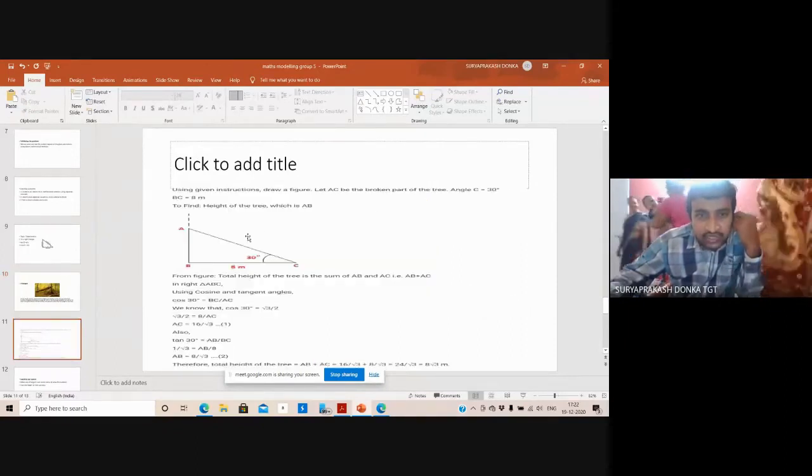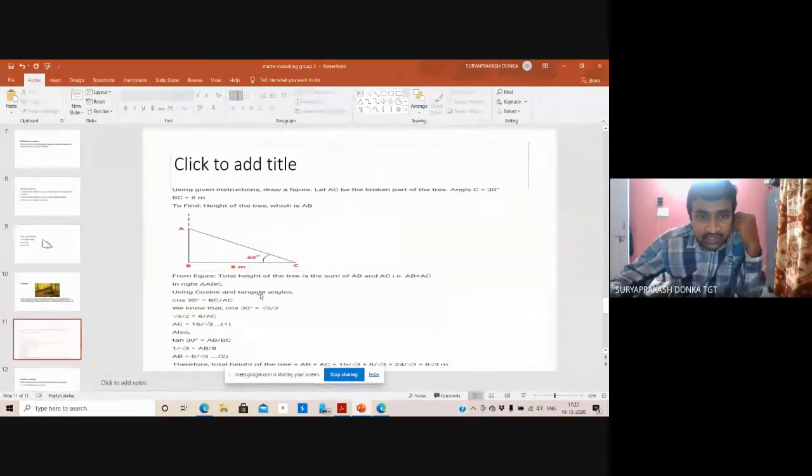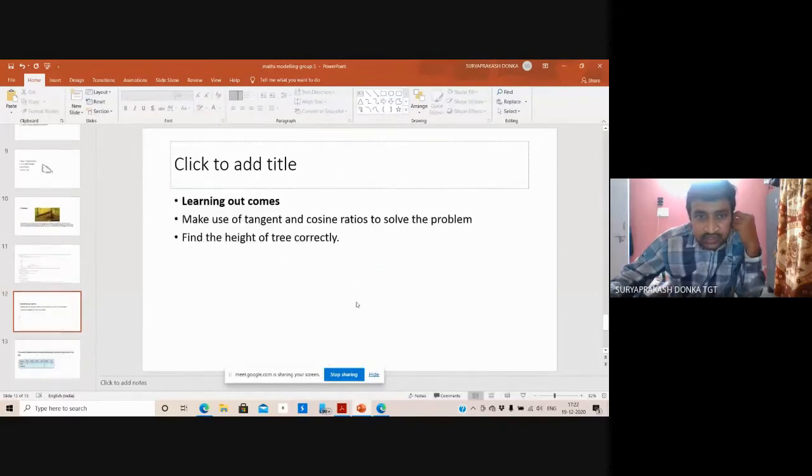This can be solved based on the steps as we did in the classroom. Here is the diagram. AB represents the tree and AC represents the broken part, and the angle of elevation is 30°. From the figure, this is the formulation I did. I used cos 30 and tan 30 as we discussed in the topic. Finally, I got the answer: height of the tree AB plus AC is equal to 8√3. Here the learning outcome is to make use of tangent and cosine ratios to solve the problem and find the height of the tree correctly.